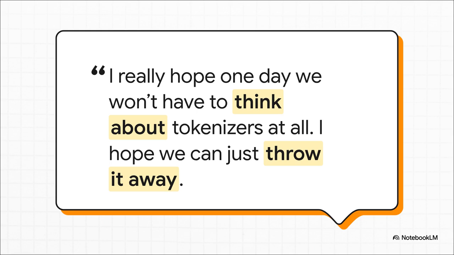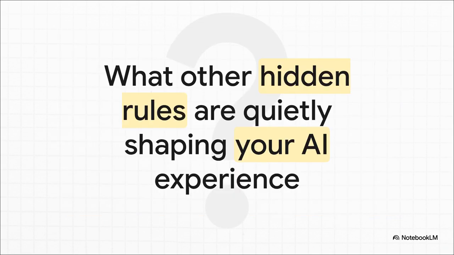I mean, think about it. If we could do that, an entire class of AI problems, typos, weird characters, you name it, would just vanish overnight. But we're not there yet. So until that day comes, we're living in a world that is shaped by these invisible rules. So the next time your favorite AI seems just a little bit off, or gets confused by something simple, you'll know why. It might just be speaking a slightly different language. And that leaves us with a question, doesn't it? What other hidden rules are quietly shaping your experience with AI every single day?